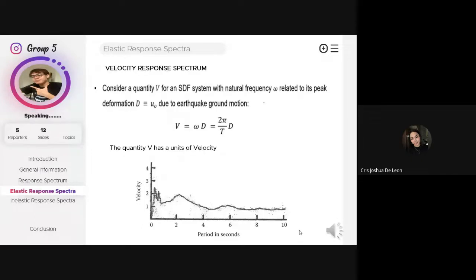Now, sunod naman is velocity response spectrum. Consider a quantity V for an SDF system with natural frequency W related to its peak deformation D due to earthquake ground motion. Ang formula niya ay V equals to 2 pi over T times D. Now we can use yung displacement kanina tapos yung corresponding time niya. Tapos substitute lang siya sa formula, makukuha mo na yung V so that we can graph it to a response spectrum. Ayan yung example ng velocity response spectrum related dun sa displacement and time interval kanina.